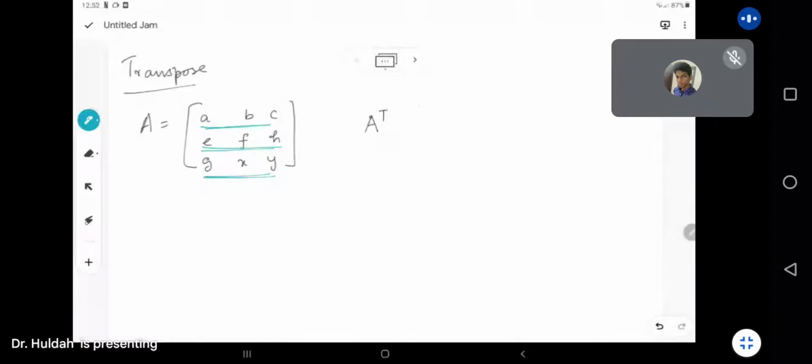So let me write this A, B, C. First row I'm writing as first column. Second row I'm writing as second column. Third row I'm writing as third column. That is all. So this is my A transpose. Did everybody understand this?